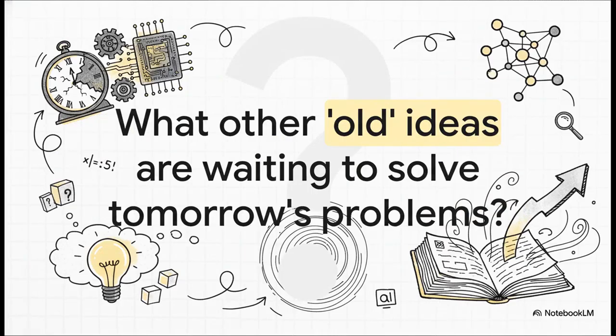And that leaves us with this one last kind of mind-blowing thought. This huge leap forward in AI speed, it didn't come from some crazy new invention. It came from looking back 60 years and dusting off an old, brilliant idea. It really makes you wonder, right? How many other amazing solutions are already out there, just hiding in old computer science textbooks, waiting for someone to connect them to the problems of tomorrow?